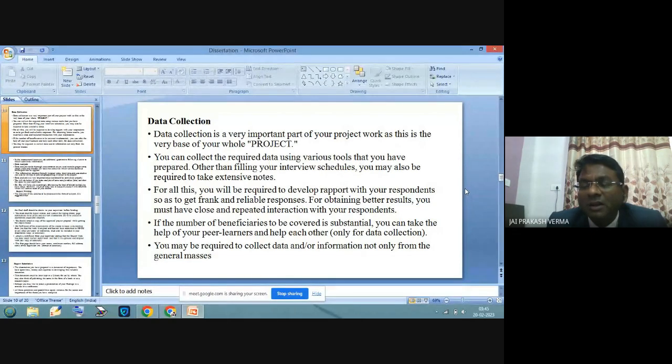But if you go within a group of people gathered in a particular place, people are not interested to provide the information. They provide false information. They do not talk well about the situations. So please go household to household, village to village, and try to collect data from a specific person.